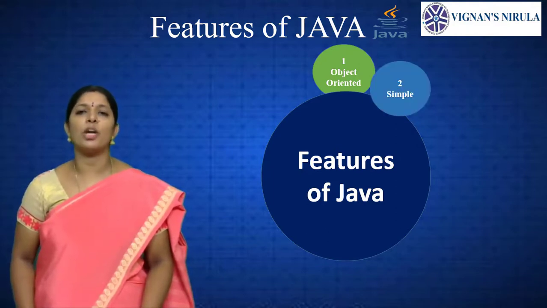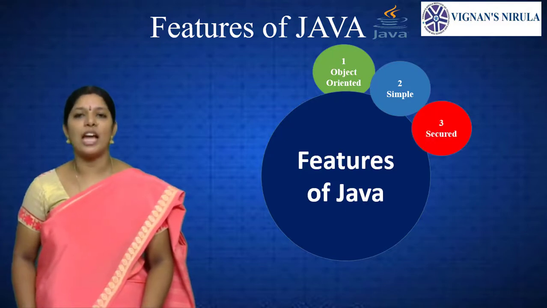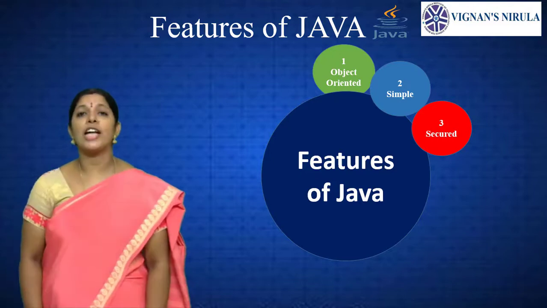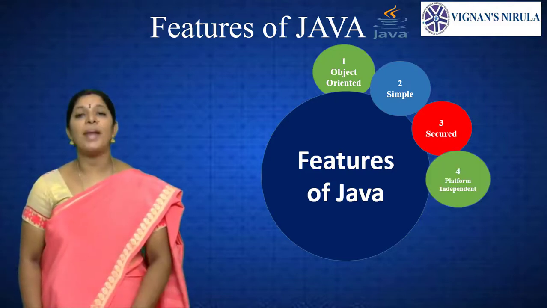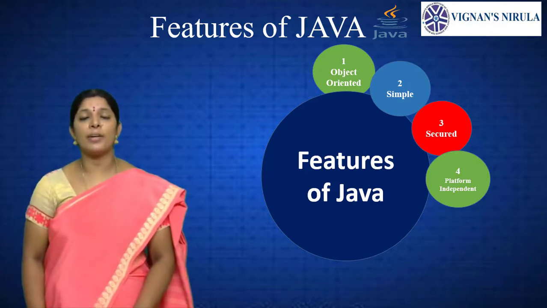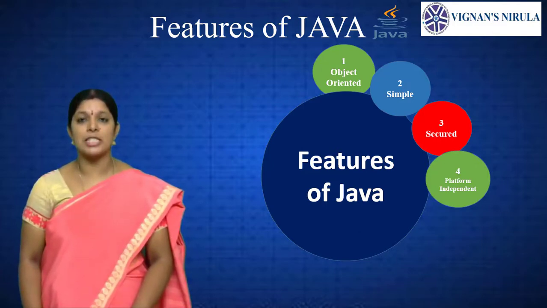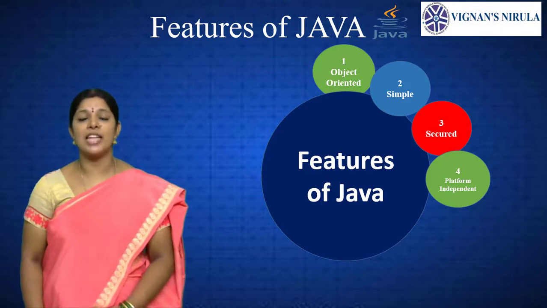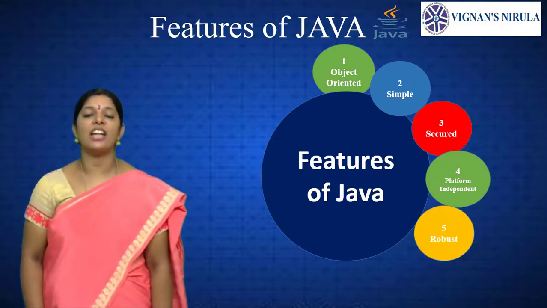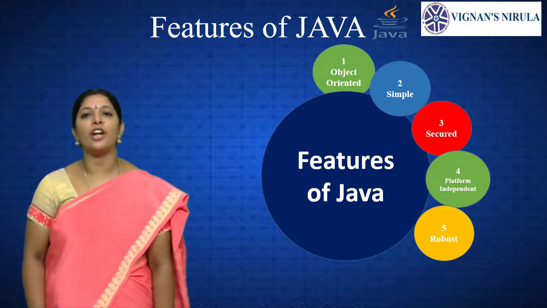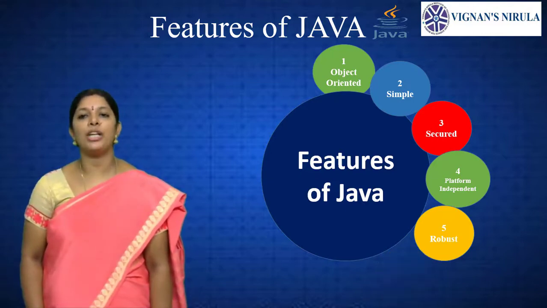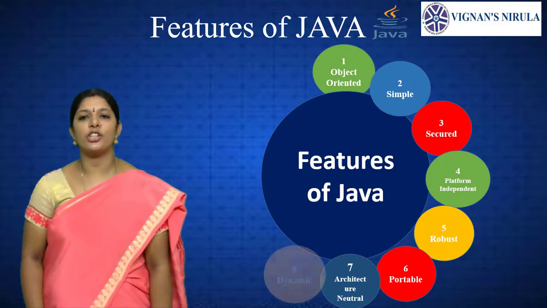Simple. Java programming is simple because it is easy to learn. It is a secure language. Java is a secure programming language. When it comes to security, Java is the first choice with a number of features. Platform independent. Java programming is similar to C and C++, but C++ programs are compiled for specific machines. Robust. Java makes an effort to eliminate error-prone code. Java is a portable language. Java is architecture neutral.